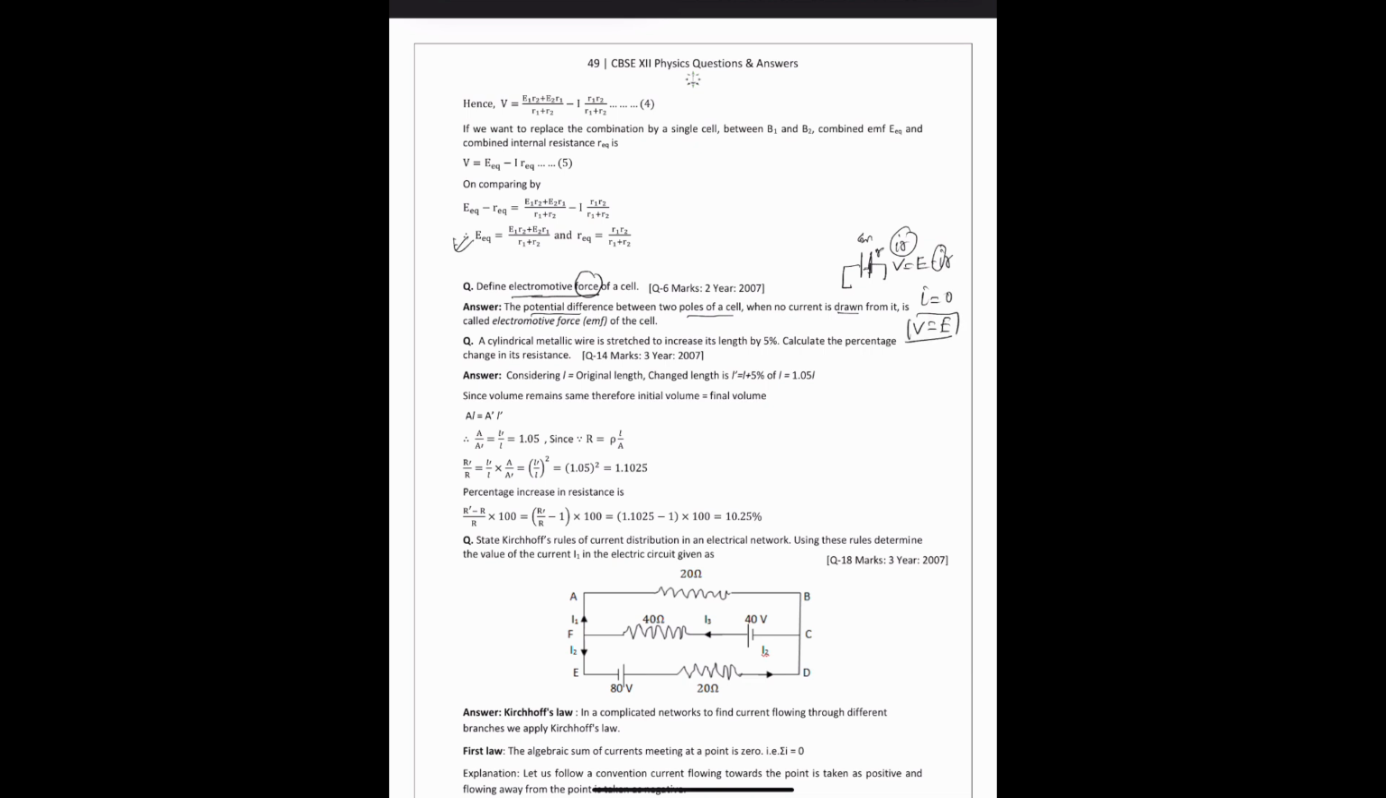So the electromotive force is the potential difference between the two poles of the cell when no current is drawn from it.